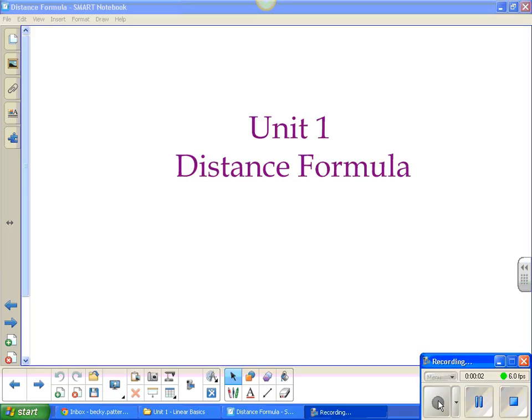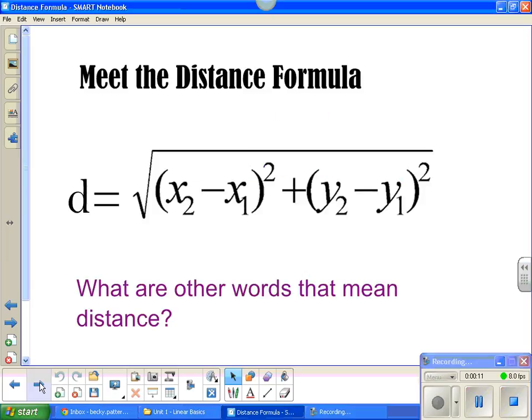So the distance formula is pretty self-explanatory. You are finding the distance of a segment, usually between 2 points. This is your distance formula. Yes, you have to have it memorized. It will not be provided for you. You'll look, it's got a big old square root on top of it.